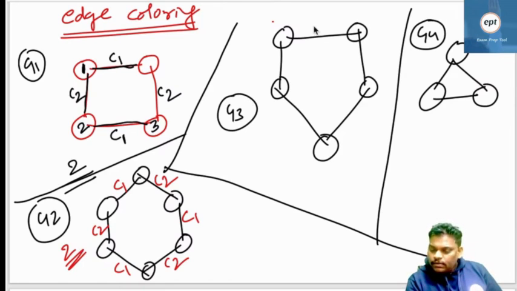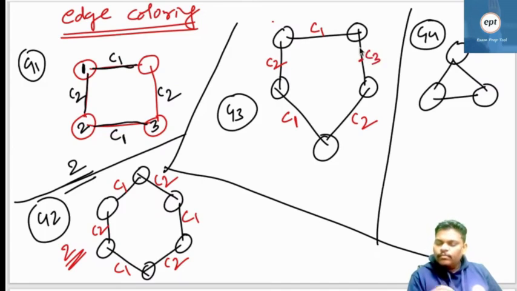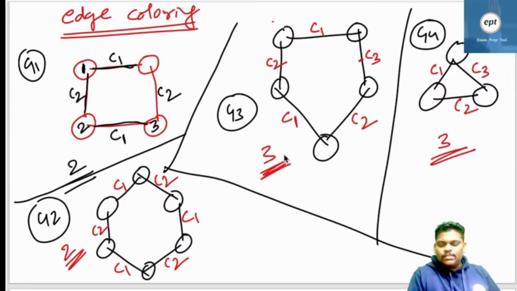Let's go to G3. It is the C1 color, C2, C1, C2. But what about this one? This cycle is an odd cycle, so I think 3 are required. Even cycle, 2 is enough. Odd cycle, 3 required. It is C1, it is C2. I cannot keep C1, I cannot keep C2, so C3. Odd cycle 3, even cycle 2.